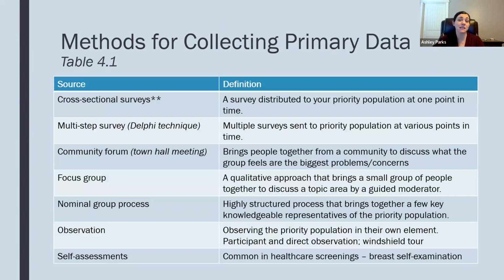There's lots of ways that we collect that data as part of a community health needs assessment. We can do surveys, which are also known as cross-sectional surveys. If it's at one point in time, we're asking somebody for their thoughts or perspective on something. We can do a multi-step survey where we come back multiple times to the population and ask them to validate and share their thoughts. It's also known as the Delphi technique. We can hold community forums and town hall meetings, or have groups of people get together in a session where we have a moderator ask them questions and they discuss it as a group.